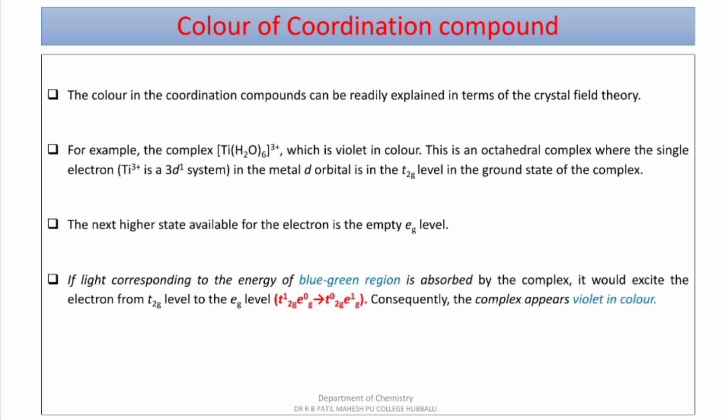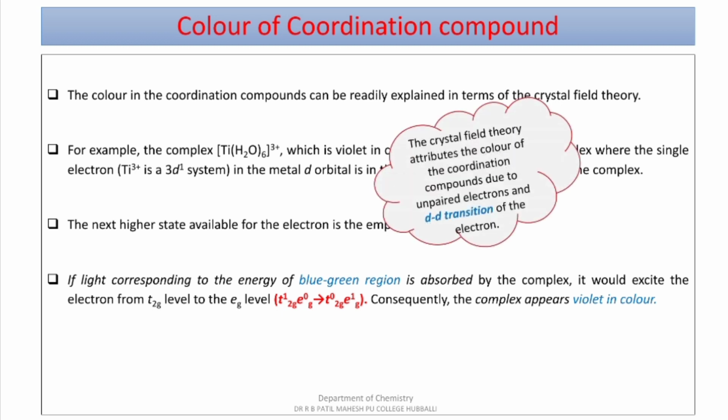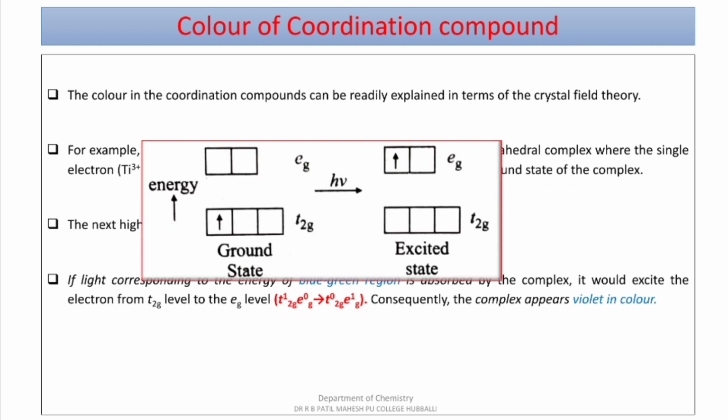You can observe here that the electron in one of the lower t2g level orbitals excites to the eg level in the presence of suitable frequency light, and consequently the complex appears violet in color. The process is called d-d transition, because a lower d orbital electron is excited into a higher d orbital. This we can understand with a beautiful picture here.